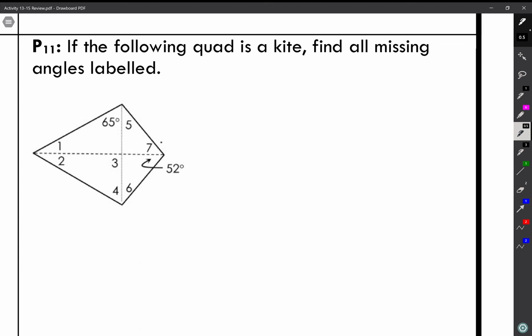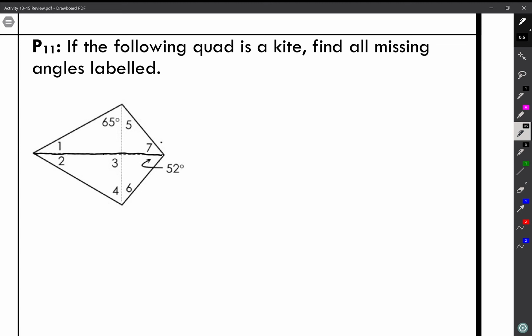Look at property number 3 on the review for kites. It says that one diagonal divides a kite into two congruent triangles. That's this one right here, the dotted line that I'm about to trace out, okay? That gives us two congruent triangles. So this top triangle is congruent to the other one. It's kind of flipped over. That means it's very easy to find the angles knowing that, okay?